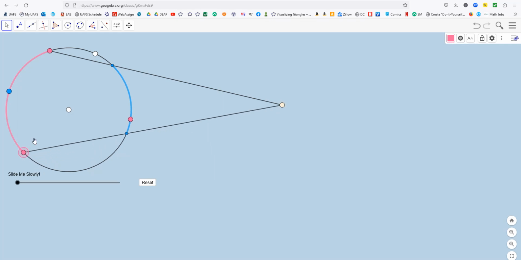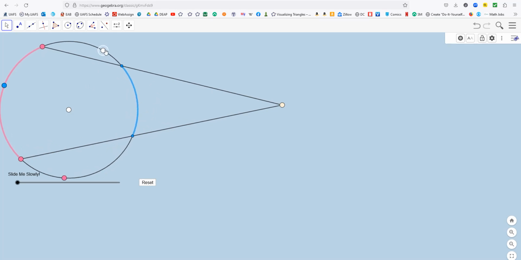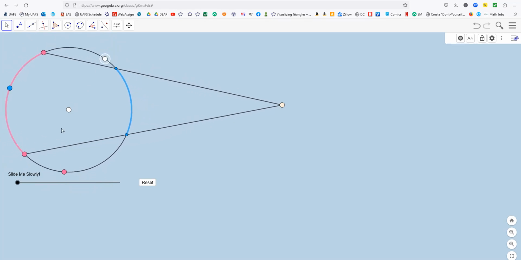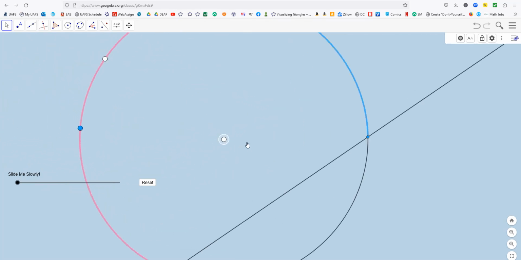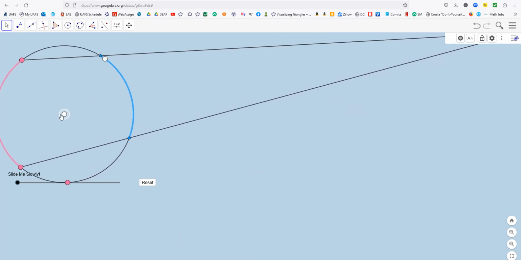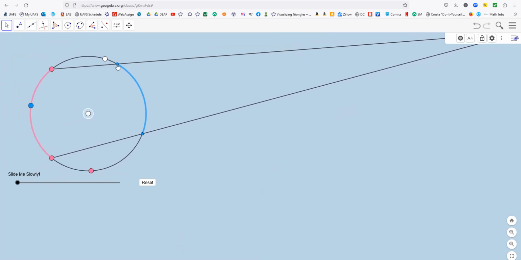The red points, the big points here, control things. That one we can move around. The white one controls the size of it. There's the center, and so forth. We can control that there.